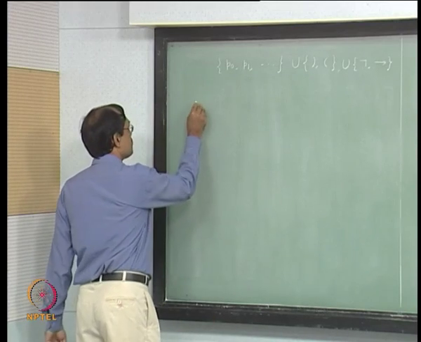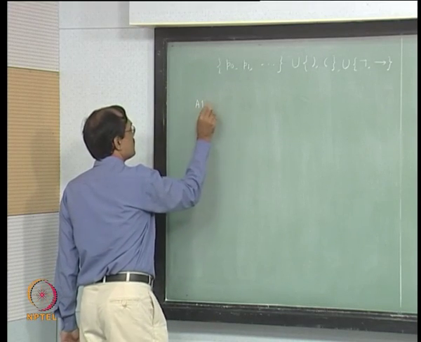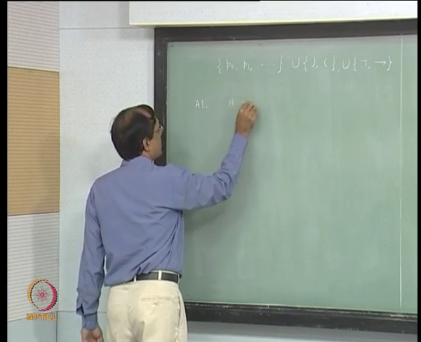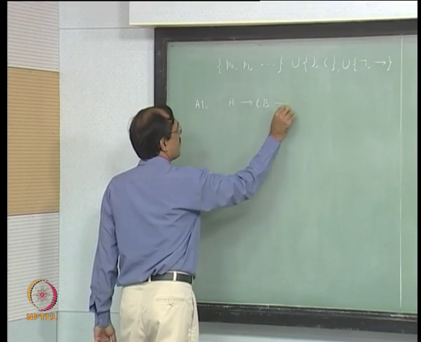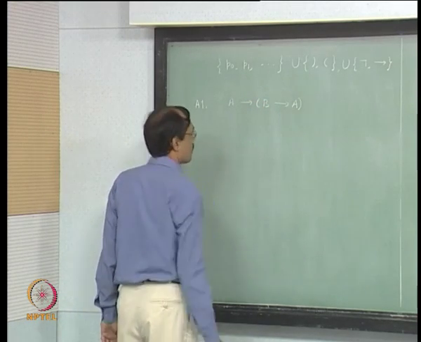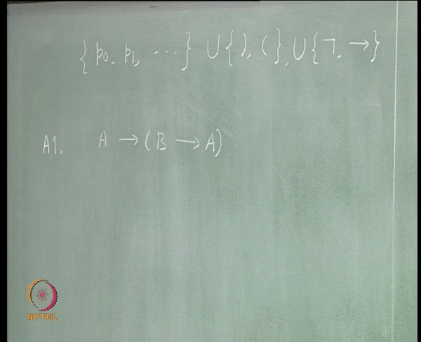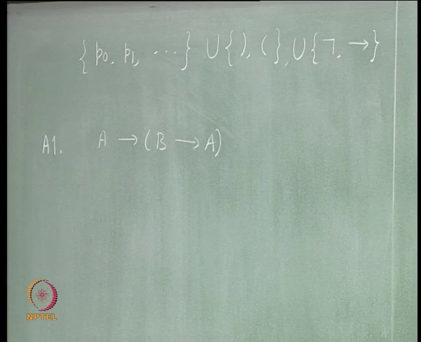So, we give our axioms. First axiom is A implies (B implies A). If you use the semantics, you know that it is a valid proposition. Invariance, hypothesis invariance, that is our law.